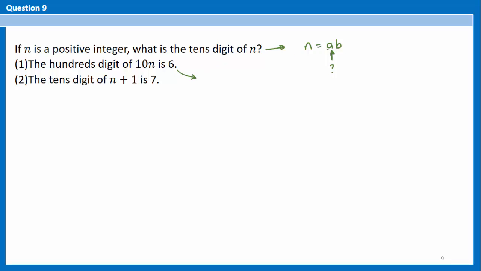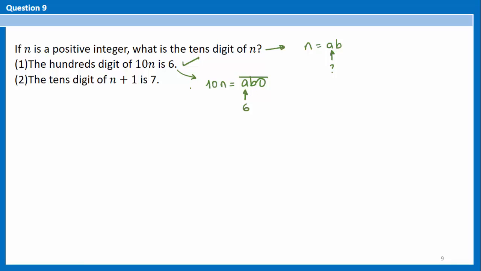So if I take the a, b that I wrote before, then 10n is now a, b, 0. Let's put a straight line above so that we don't confuse it with multiplication. Now the hundredths digit is 6, and that is exactly what we were looking for. We were looking for a, so it's sufficient.